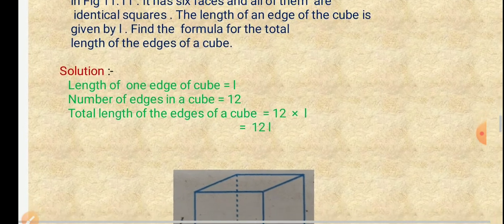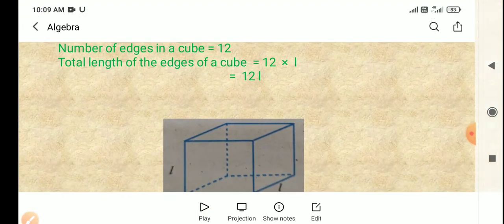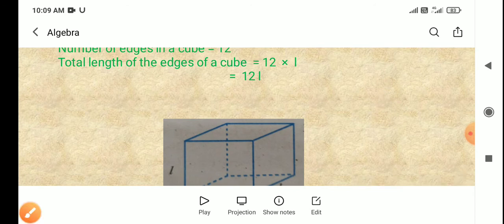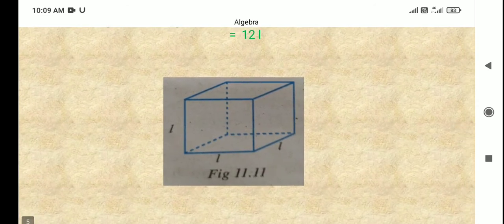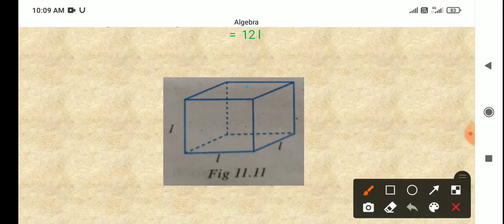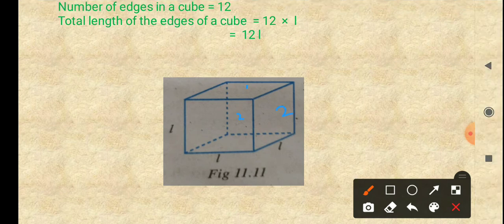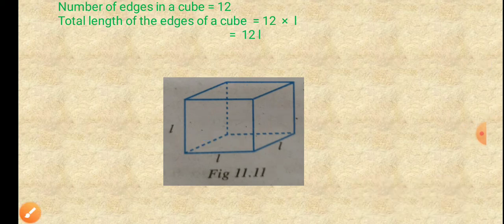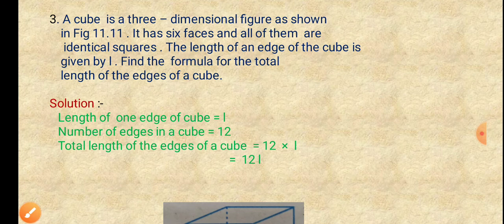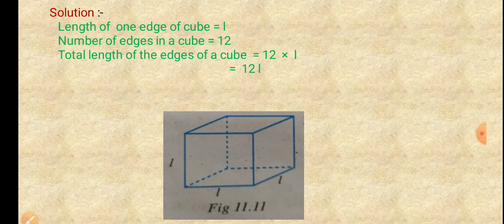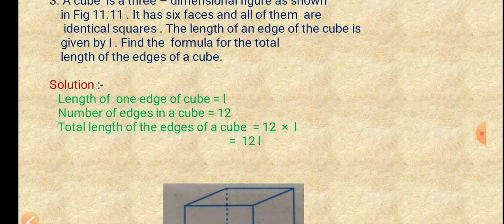It has 6 faces. So look here. If you observe this cube, it has 6 faces: 1, 2, 3, 4, 5, and in front, 6. So a cube has 6 faces and all of them are identical squares. If you observe this figure, all faces are squares and these are identical, meaning the same.